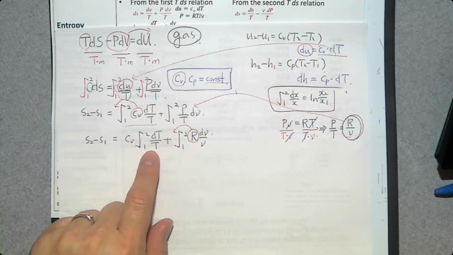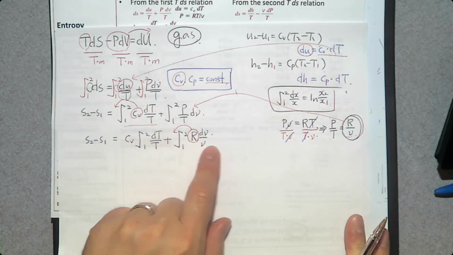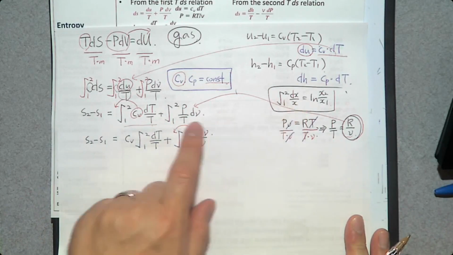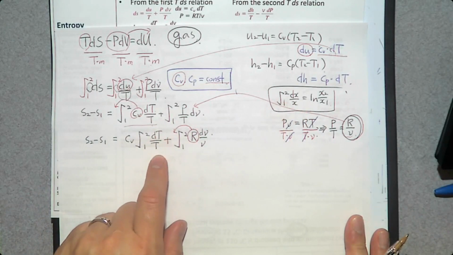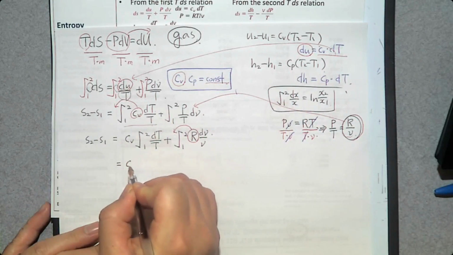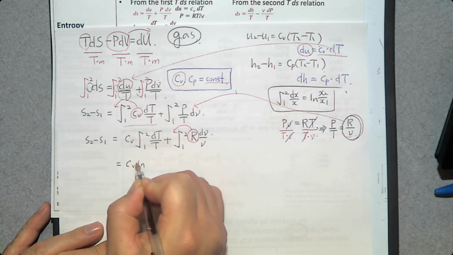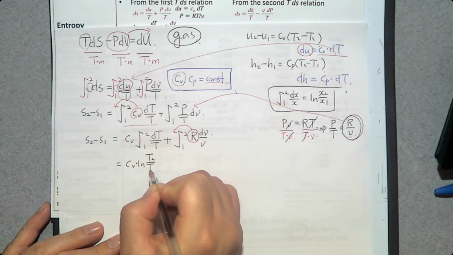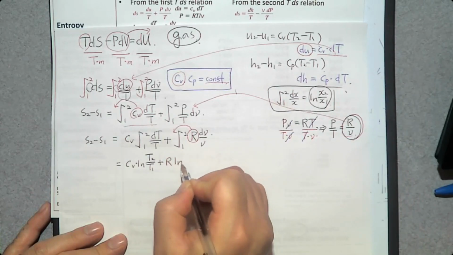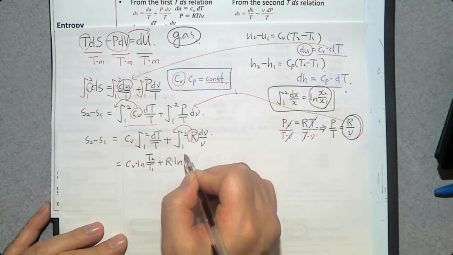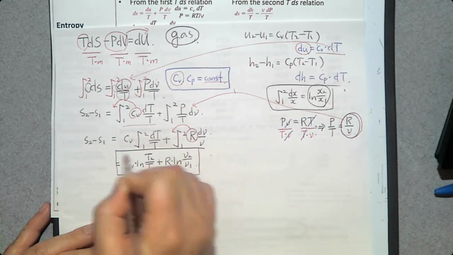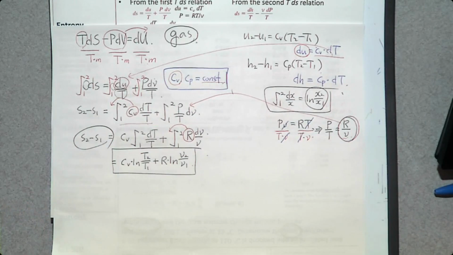Now, can you integrate this one? Yes, because we know how to integrate dx over x. Now we know how to integrate dT over T and dV over V. It's going to be Cv natural log T2 over T1, the same format, plus R natural log V2 over V1. So that's how we determine S2 minus S1.